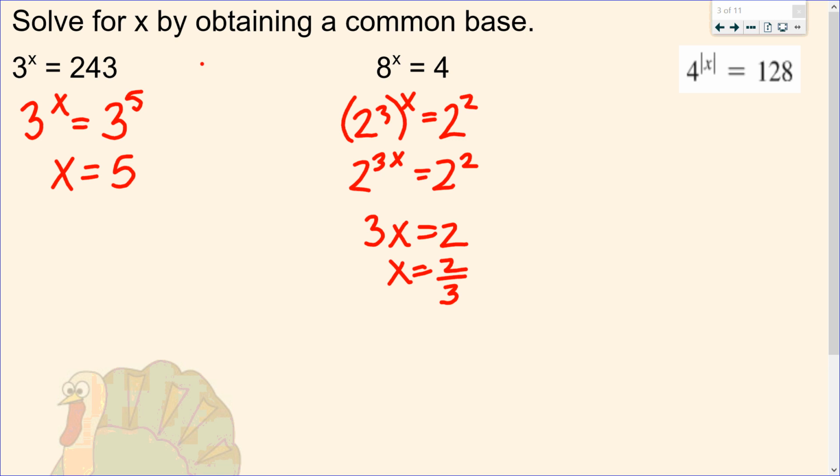Okay. Next, go ahead. 8 to the 1/2. Square root of 8 is not a perfect square. Oh, square root. Yeah, that's what you get. 1/2 is going to get it. All right, so 4 to the absolute value of x equals 128. 4 and 128 can be written as powers of what?